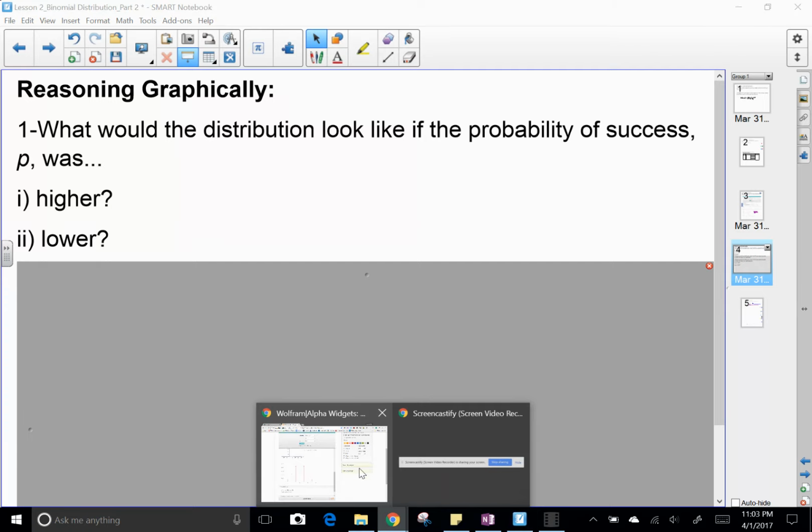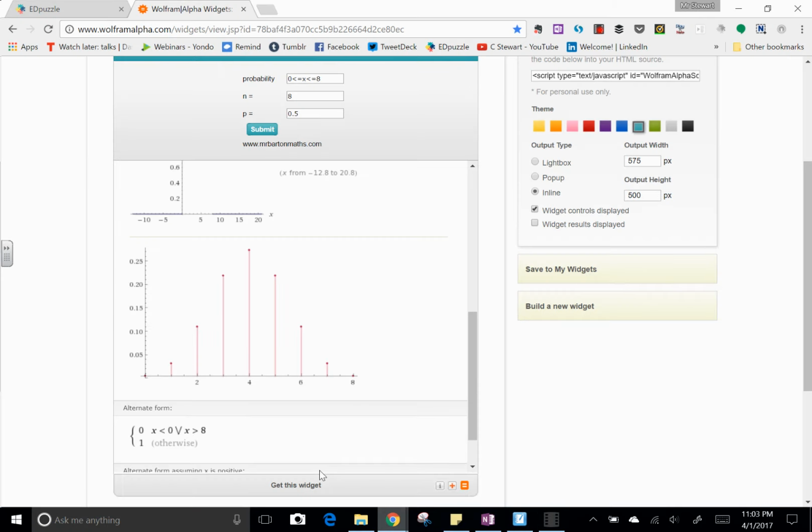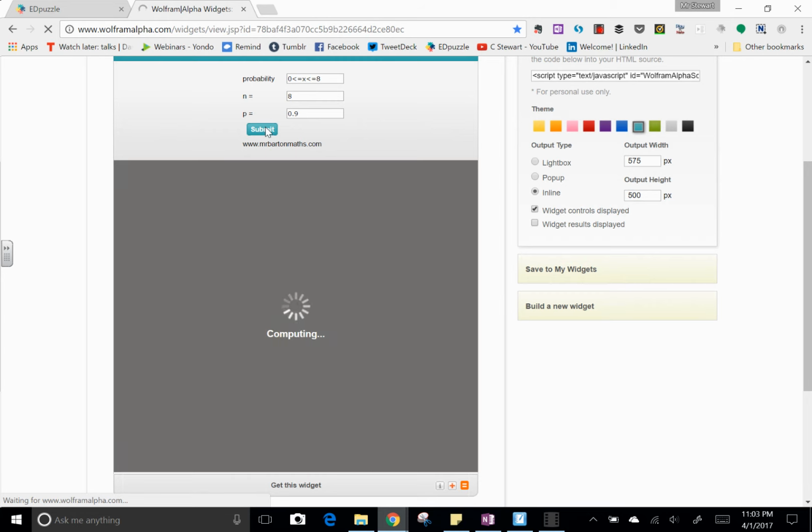So if we were to set the p-value, let's start with higher. Let's move from 0.5 and go to the extreme. Let's go 0.9, a 90% success rate. What do you think would happen? Would we still have the same symmetry? Could it be possible that the lower number, or maybe the higher number, of successes becomes more or less prominent? Well, let's give it a try and see what happens.